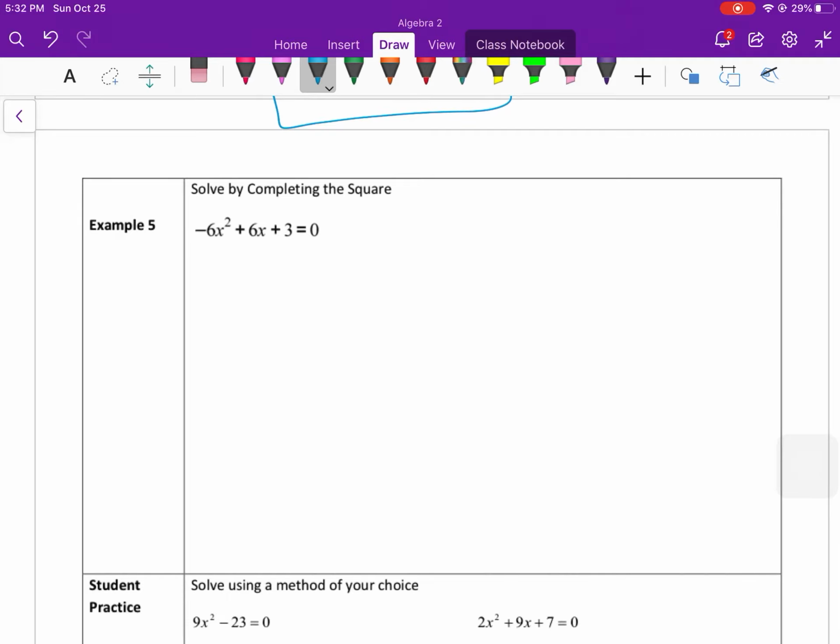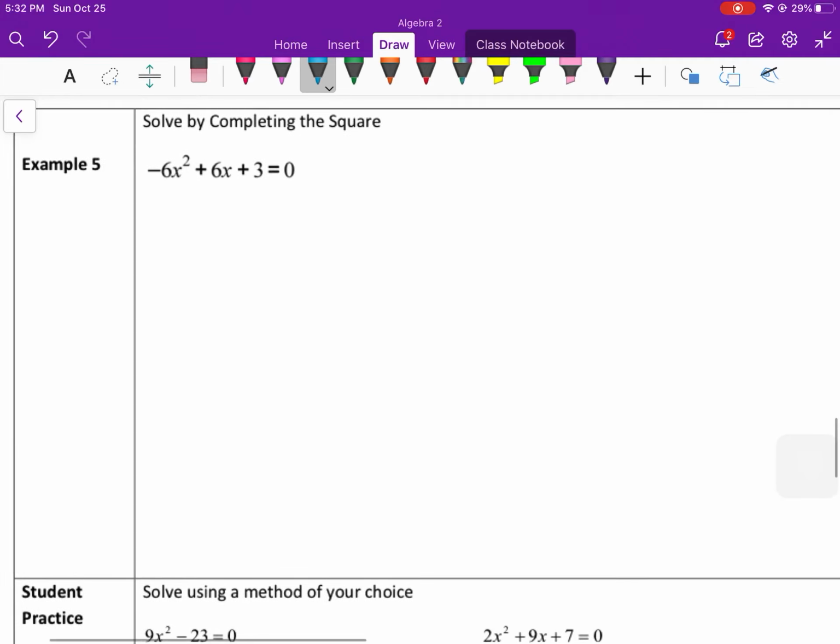I'm just going to do one more, solve by complete the square. This one is where you end up with fractions. So it's kind of a messier one. I just wanted to review it. Make sure we had it down.